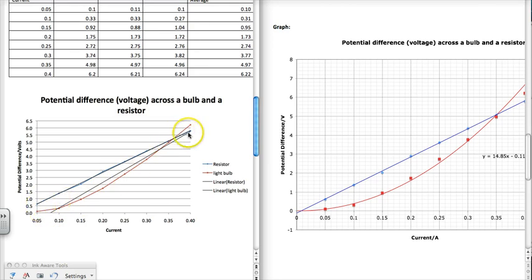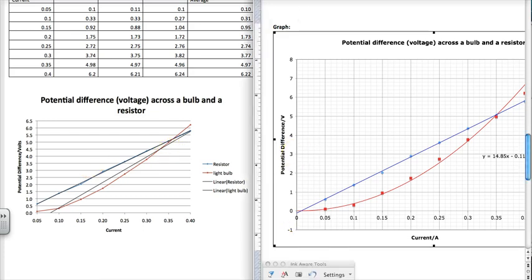Trend lines have been added, you can see we have a linear straight line trend line here for the resistor data. Here we also have a linear one for the bulb data, and it's certainly not a straight line, so we shouldn't be putting a linear best fit line there. Also, the plot area, I think it's called, has not really been formatted, and it doesn't really look like a piece of graph paper.